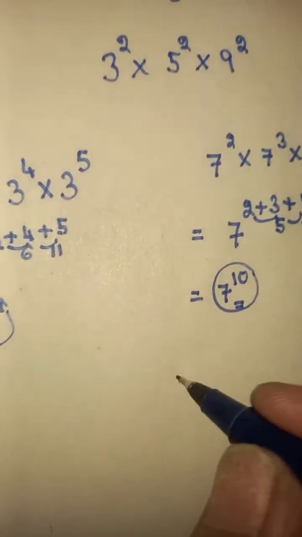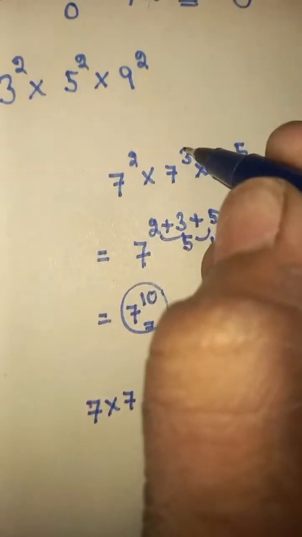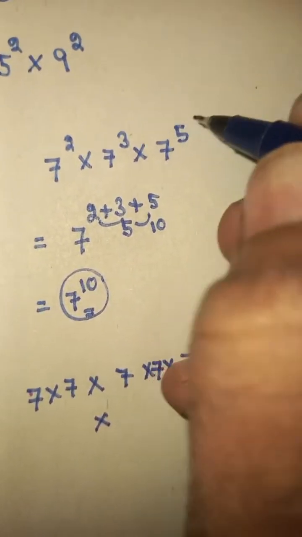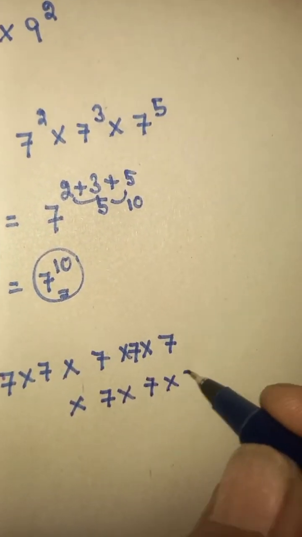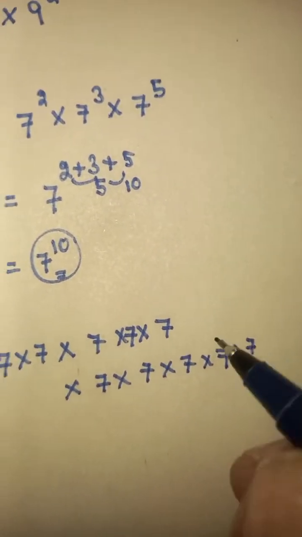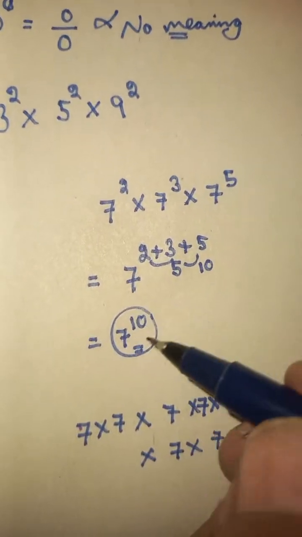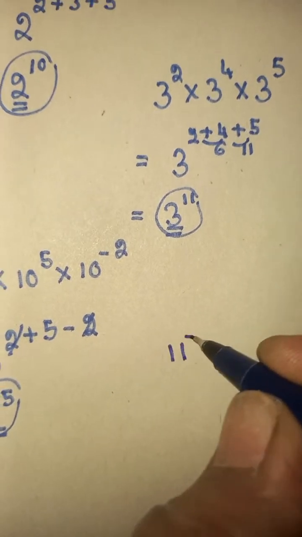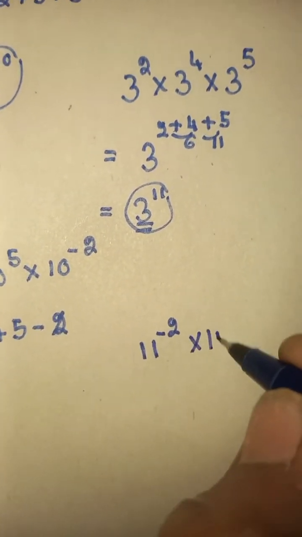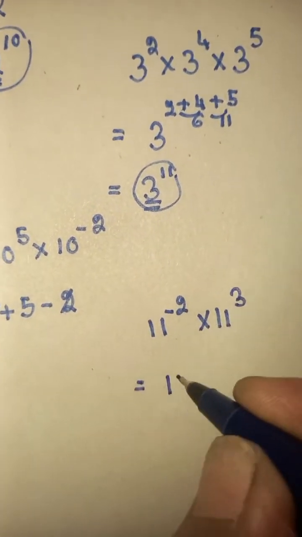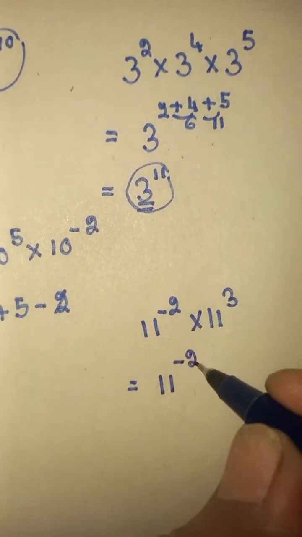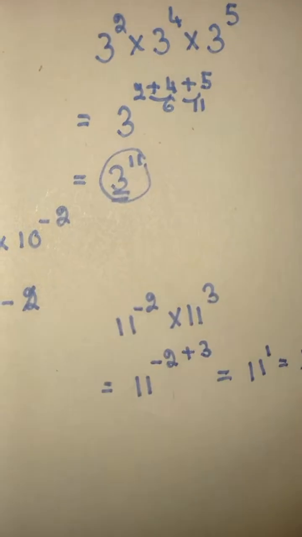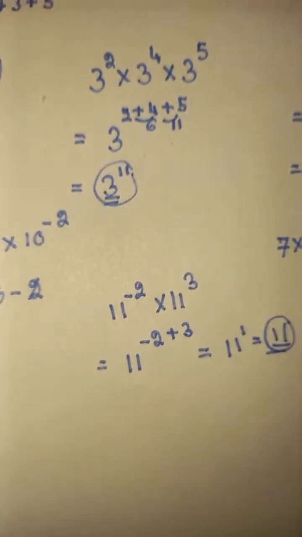Here, 7 square means you are multiplying 7 two times, 7 cube means you are multiplying 7 again 3 times, and 7 power of 5 means you are multiplying it 5 times. Totally, how many times did you multiply 7? 10 times. That is the actual value of 10. Here also you can take this one. They are giving it like this: 11 power of minus 2 times 11 cube. When you add those, taking 11 as the common base, you get minus 2 plus 3. 3 minus 2 is 1. So it is 11.